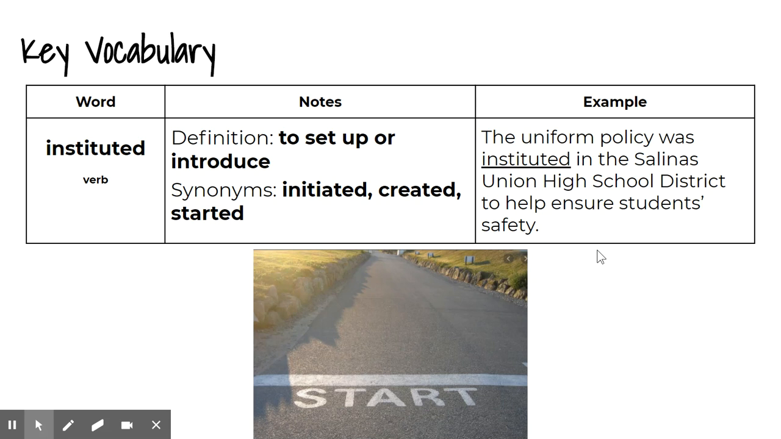The next word is instituted. It means to set up or introduce. And then we have three synonyms here: initiated, created, and started. The uniform policy was instituted in the Salinas Union High School District to help ensure student safety.